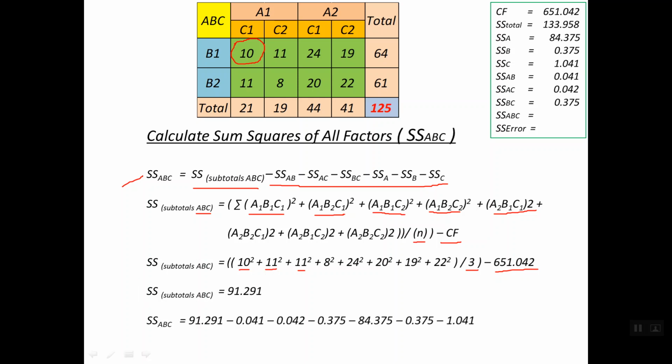So now we can simply calculate the SS for ABC. This is the SS for the subtotals between A, B, and C. And these are the values for the SS for all the combinations and the three factors separately. So the value for SS for ABC is equal to 5.042.